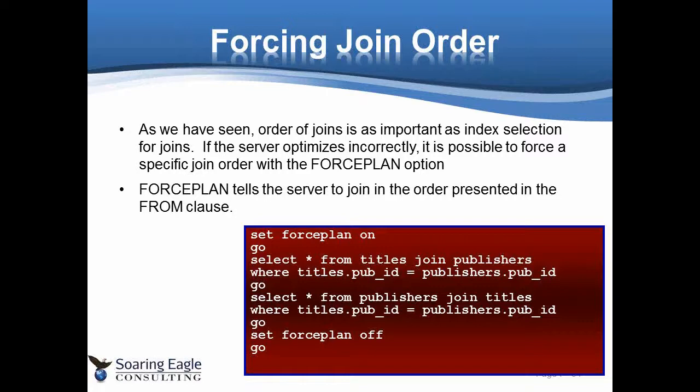As far as the join orders go, we can force the join. We talked about how to force indexes in that previous webinar. Here we're talking about how to force a join order. We force the join order with the set option, set force plan on. When we set force plan on, what we are doing is telling the optimizer, join it in the order listed in the from clause.